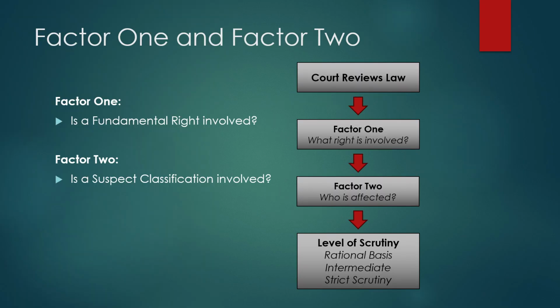Before the courts decide which scrutiny test applies, they ask two questions. First, is a fundamental right involved, like freedom of speech or freedom of religion? And second, does the law affect a suspect classification? Examples of suspect classifications are race or national origin. The answers to those questions will help determine which level of scrutiny the courts will apply.